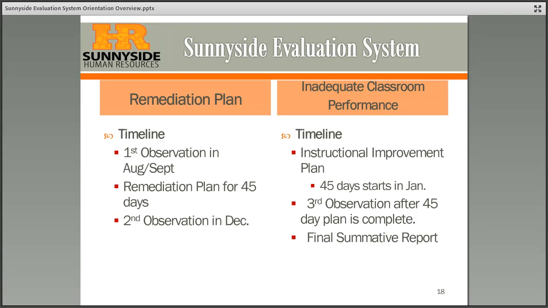Inadequate classroom performance: a team is selected to assist with this process, and the instructional plan of action will also cover, again, as I shared, 45 days. The final summative will encompass this process as well to determine if the teacher has improved and will be issued a contract for the following year. If they have not improved, termination can be recommended.